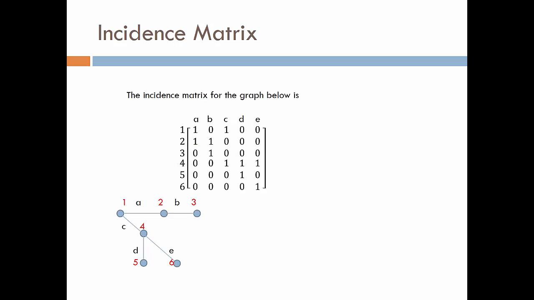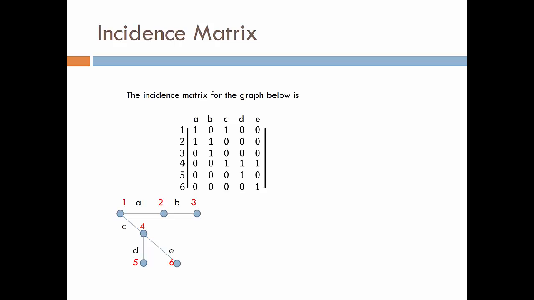So for our first example, we have a graph that has 6 vertices. So we've labeled the rows 1 through 6 that correspond to the vertices. And we have 5 edges, and we've labeled the columns that correspond to the edges. Now notice that row 1, that means we're looking at vertex 1, and vertex 1 is incident to the edges A and C. So we have a 1 under A and a 1 under C, and zeros elsewhere.